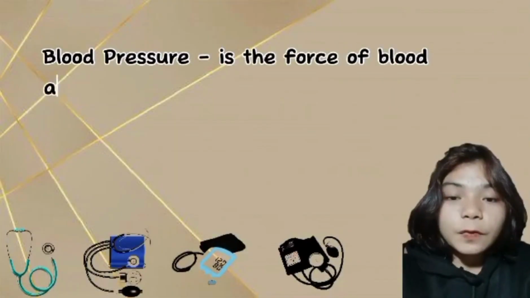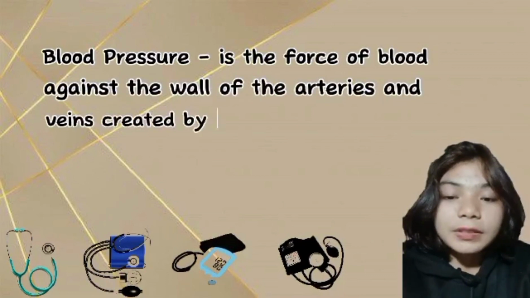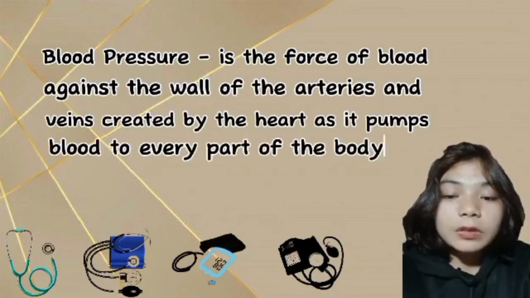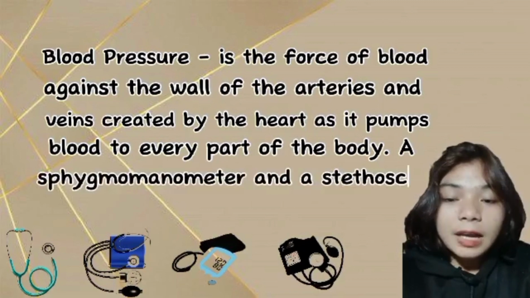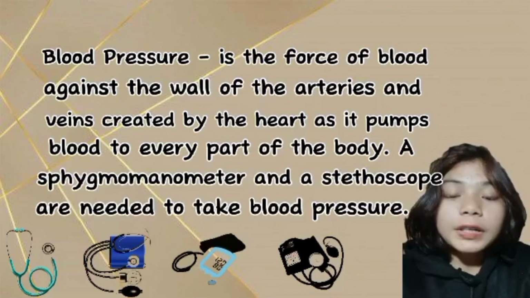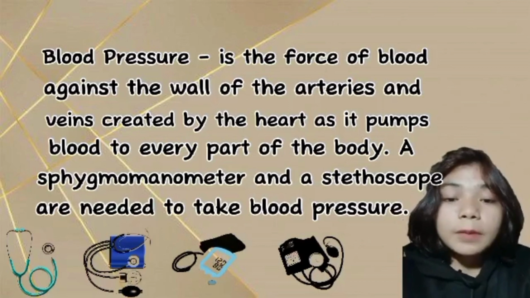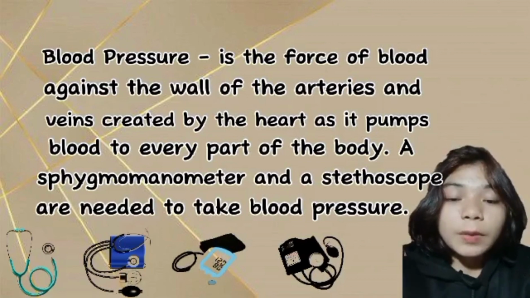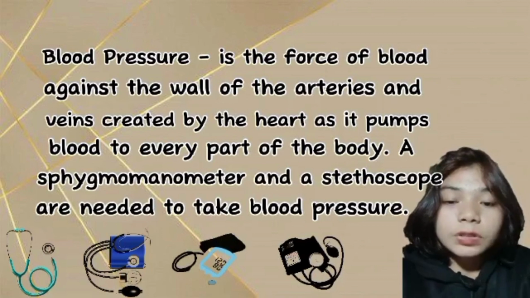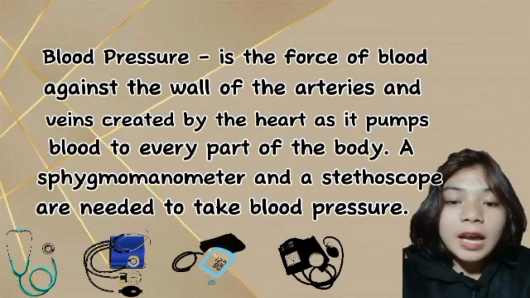Blood pressure is the force of blood against the walls of the arteries and veins, created by the heart that pumps blood to every part of the body. A sphygmomanometer and stethoscope are needed to take blood pressure. So, blood pressure is essentially the force exerted by circulating blood on the walls of the blood vessels. It is one of the principal vital signs. When the heart beats, it pumps blood into the arteries, creating pressure on the artery walls. This pressure is what's known as your systolic blood pressure. It's the higher of the two numbers in a blood pressure reading.